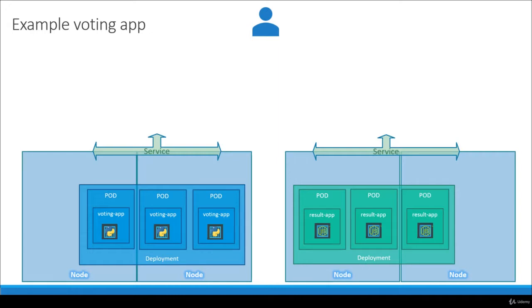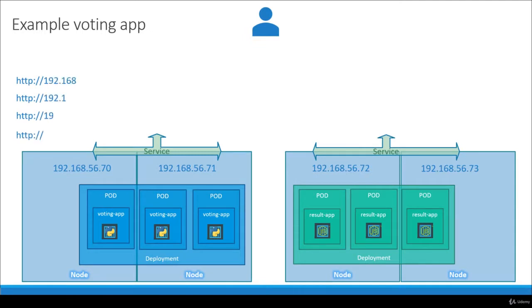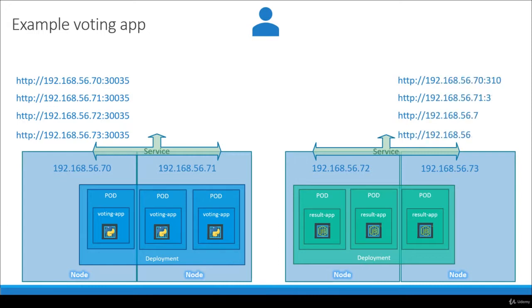But what IP address would you give your end users to access the applications? You could access any of these 2 applications using the IP of any of the nodes and the high-end port the service is exposed on. That would be 4 IP and port combinations for the voting app and 4 IP and port combinations for the result app. But that's not what the end users want.